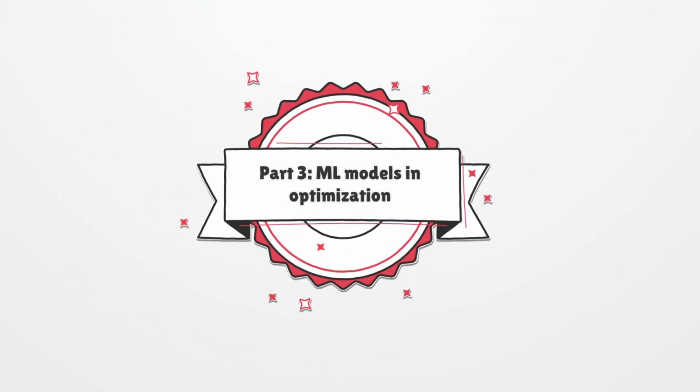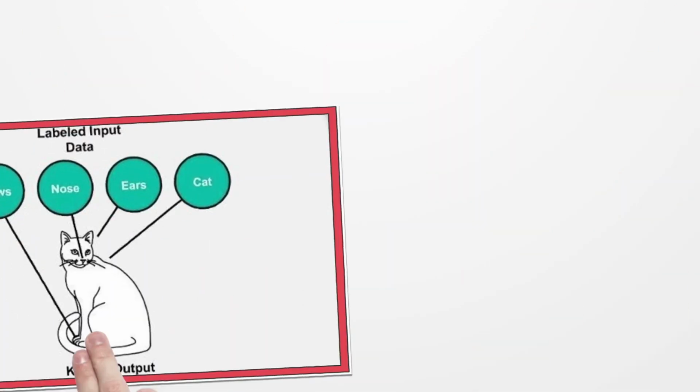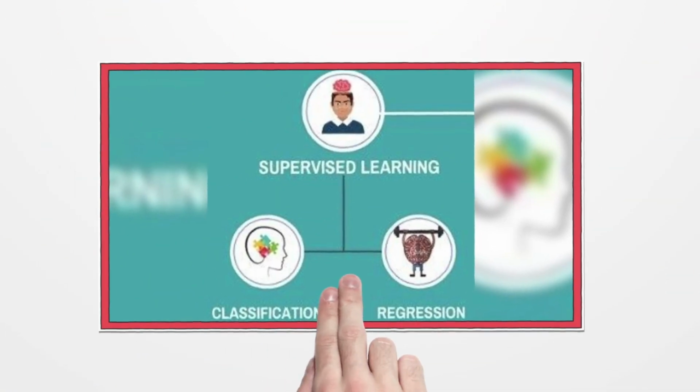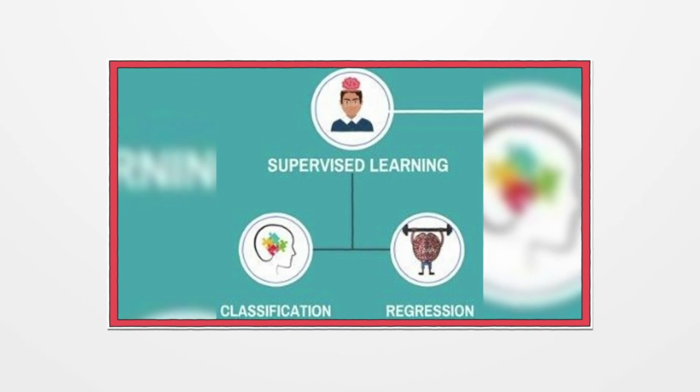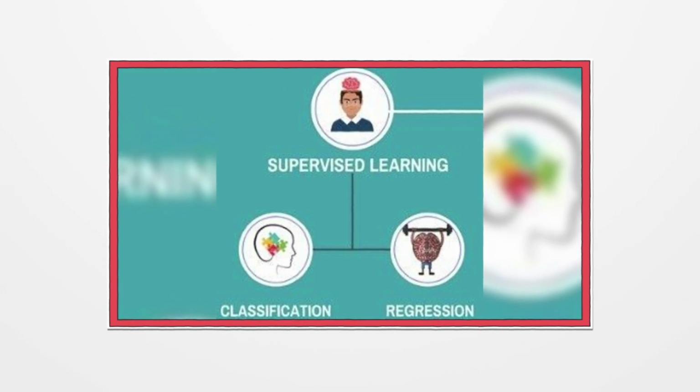Part 3. Machine Learning Models in Optimization. There are two main subdivisions of machine learning techniques used in compiler optimization: supervised and unsupervised learning. Supervised learning. In supervised learning, a predictive model is trained on empirical performance data, also known as labeled outputs, and features of representative programs. Depending on the nature of the outputs, the predictive model can be either a regression model for continuous outputs or a classification model for discrete outputs.